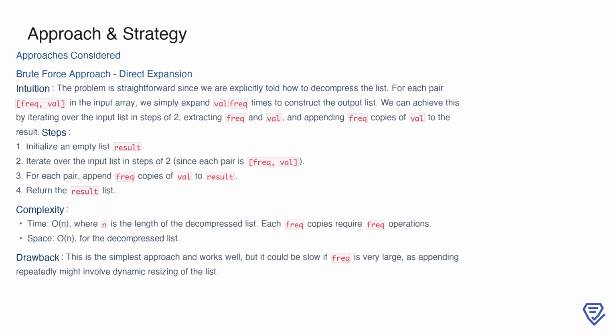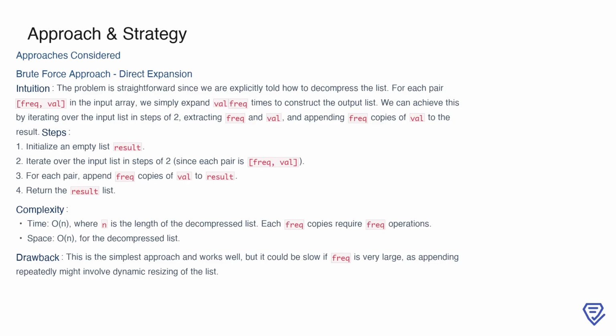Each pair in the input, represented as frequency, val, provides the frequency of a value and the value itself. The steps are simple: initialize an empty list, iterate through the input in steps of 2 to extract each frequency and val, and then append frequency copies of val to the result. Finally, return the resulting list. This approach works well because it directly mirrors the problem's requirements.